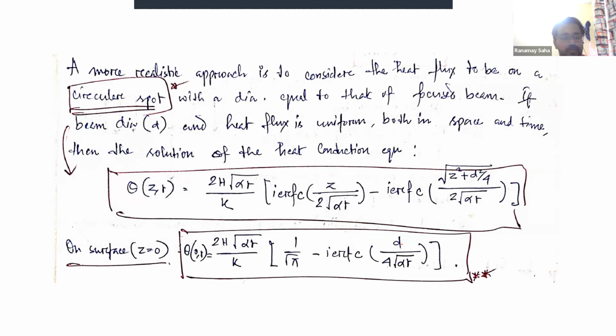The more realistic approach is to consider a circular spot with the diameter equal to that of the focused beam. If you consider that, then the expression for your temperature with respect to space and time gets modified to this, and your surface temperature gets modified to this equation, where ERFC is the complementary error function, with a function of d by 4 root alpha t as the argument.